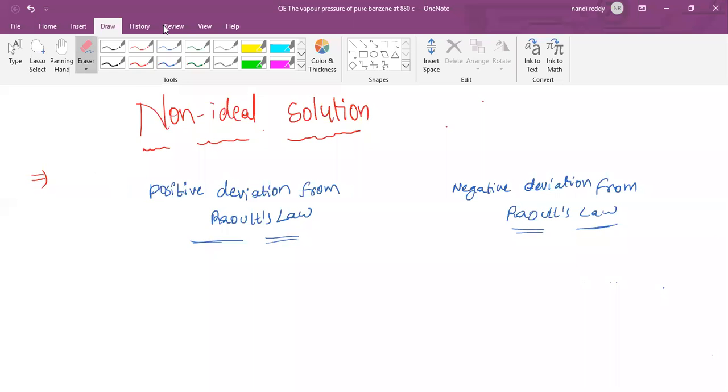What's the main reason, sir? Suppose they have strong attractions, then they can show less vapor pressure. Is it correct or not? Already we discussed the vapor pressure concept. Which ones have strong attraction forces between molecules? Those can show less vapor pressure. So which one has less vapor pressure, more boiling point or less boiling point?